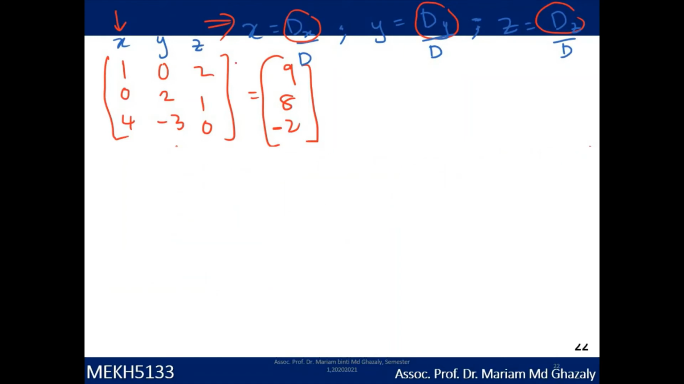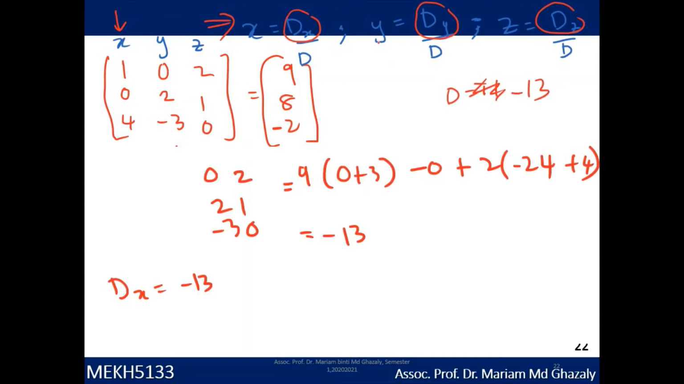x here, you see that you have the parameters x, y, z. So finding x is equivalent to dx over d, where d is the determinant that you found in the previous slide. d just now you found out is minus 13. So y is equivalent to dy over d, and z is dz over d. So it is using the same method.